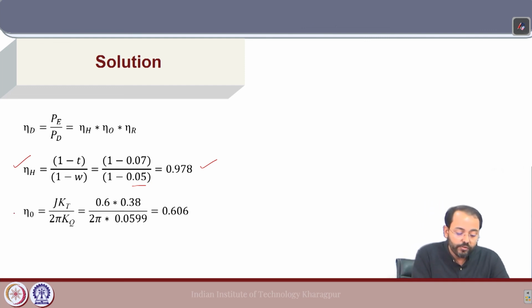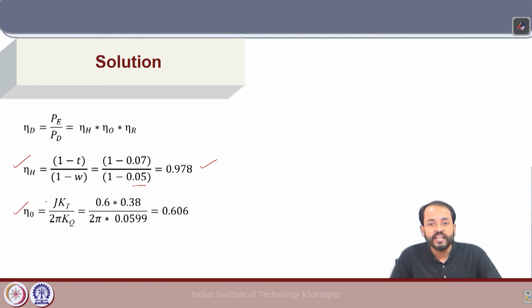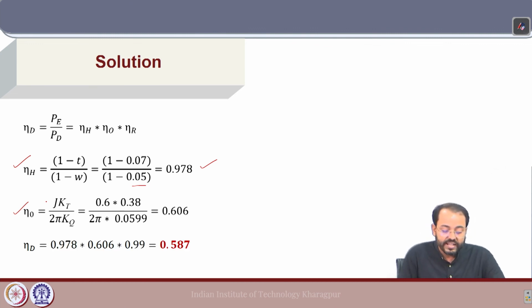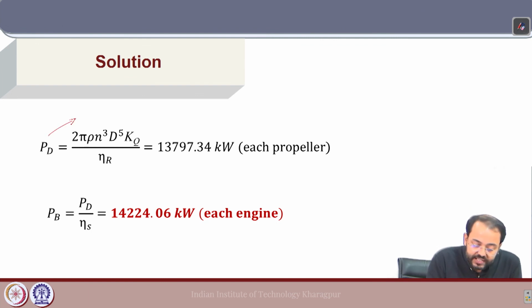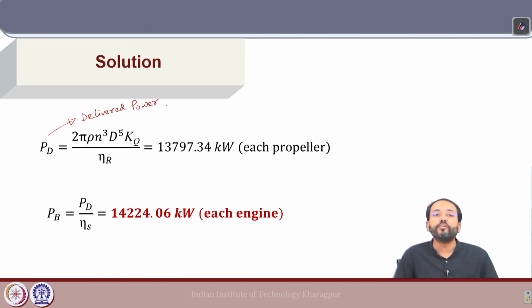Eta O can be calculated from the given values of Kt and Kq with the J, and finally we can calculate the value of eta D, which is the total quasi propulsive coefficient which comes from the hydrodynamics of ship propeller interaction. Now the delivered power can be calculated for each propeller. So Pd is the delivered power based on the torque coefficient and relative rotative efficiency.